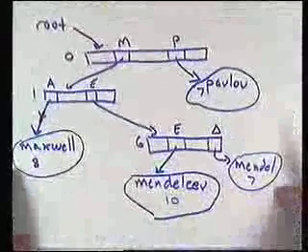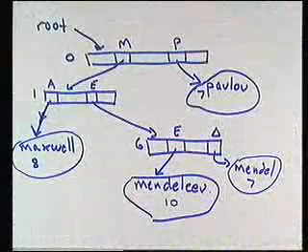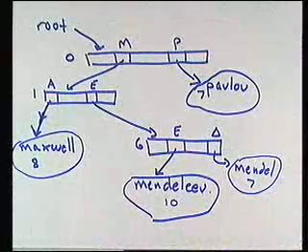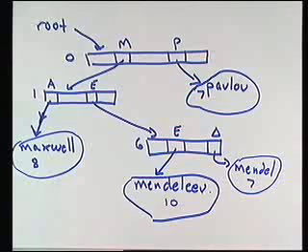This is the Patricia tree format of that same trie. And as you can see, it cuts down the memory usage significantly because all the nodes that had only one character are gone.